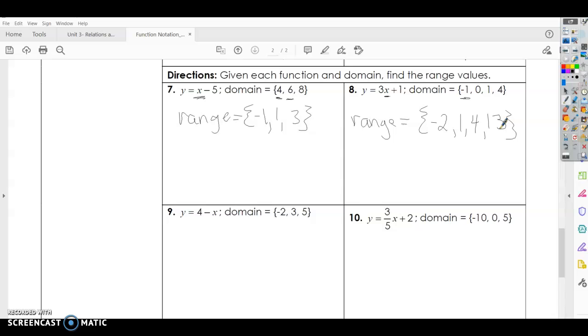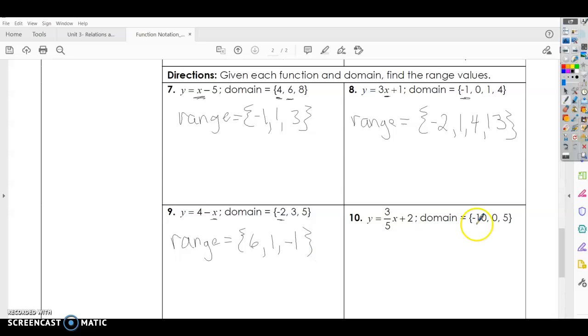All right, for number 9, same thing. We're going to take our domain. Domain is our x's. We're going to plug it in for x. And we're going to find our range, which is y. All right, so take -2 times -1 is 2. 4 plus 2 is 6. 3. So this makes this 4 minus 3. 4 minus 3 is 1. Take 5, plug it in. 4 minus 5 is -1.